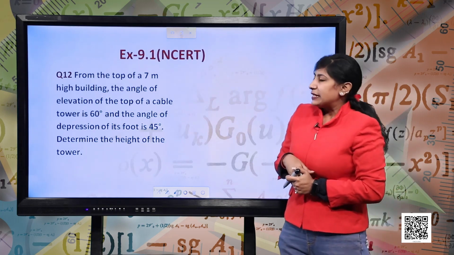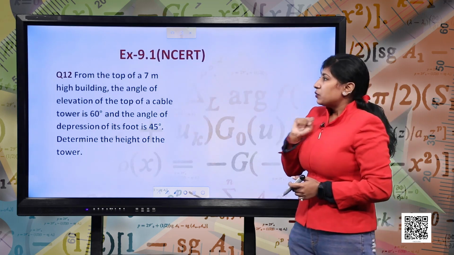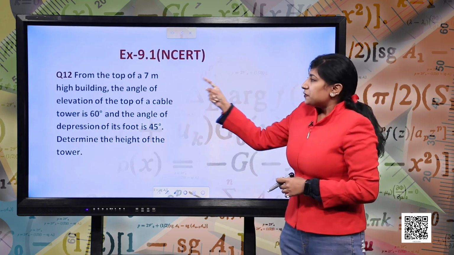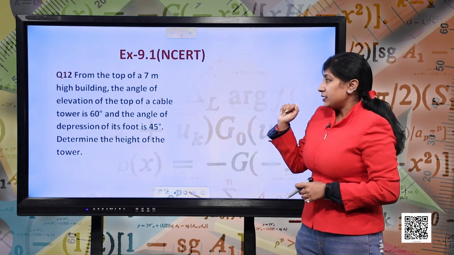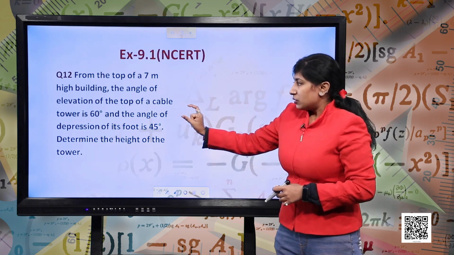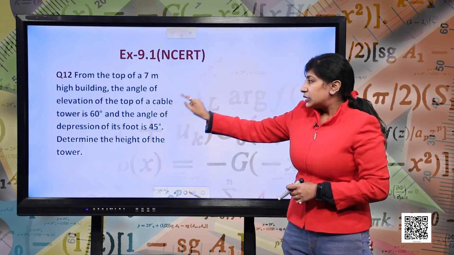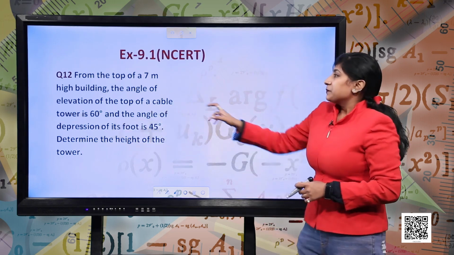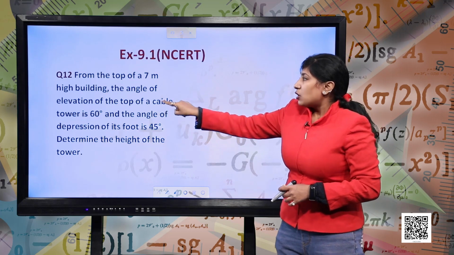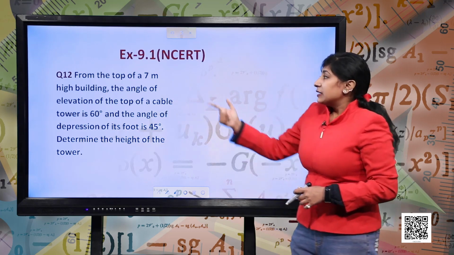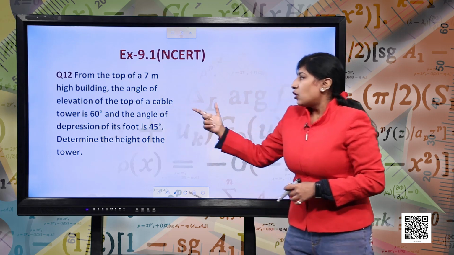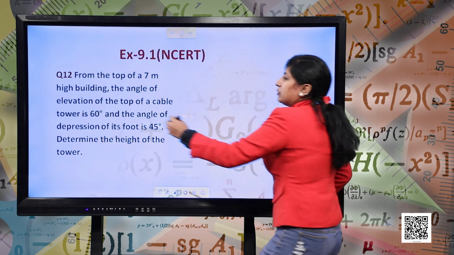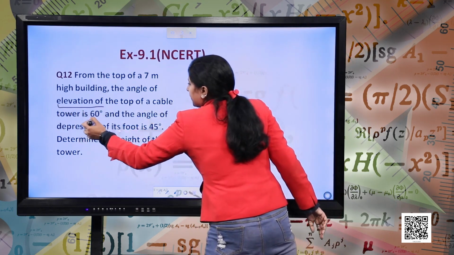So this is from NCERT exercise 9.1 question number 12. See, from the top of a 7-meter high building, the angle of elevation of the top of cable tower 60 degree. See, I would read this again. From the top of a 7-meter high building, the angle of elevation of the top of a cable tower is 60 degree. Okay, so you have been given angle of elevation.